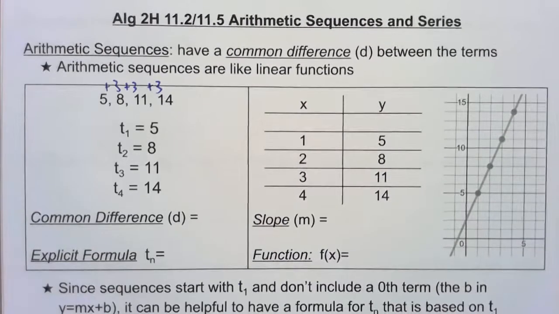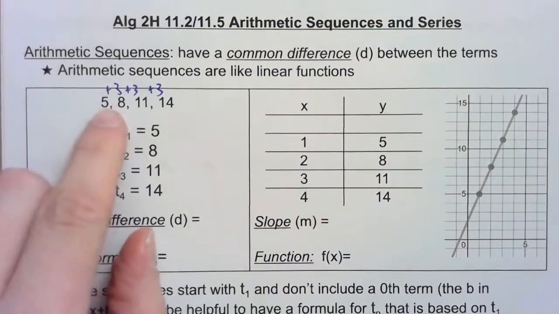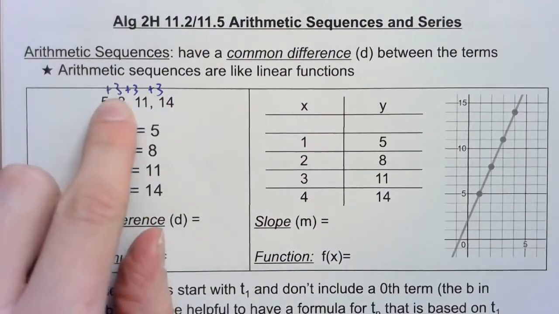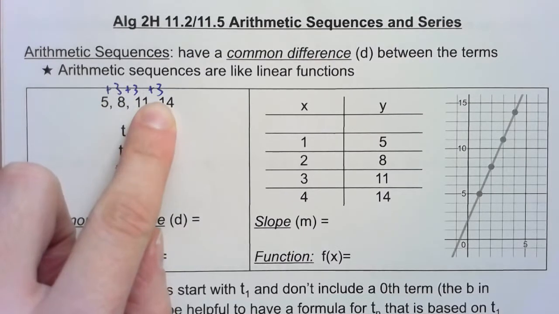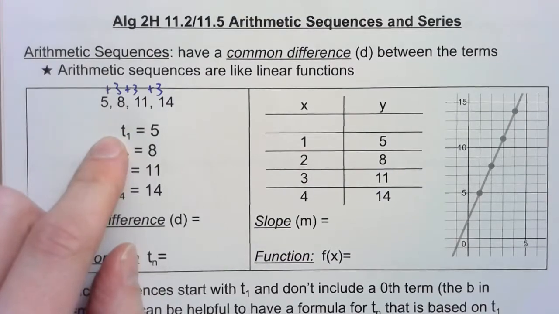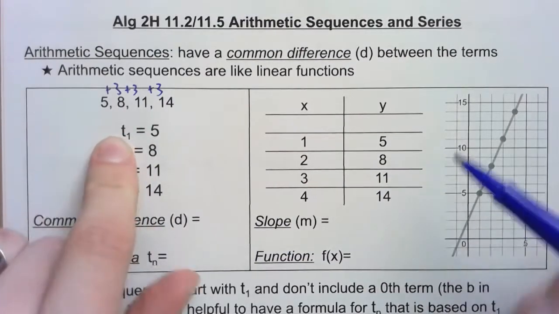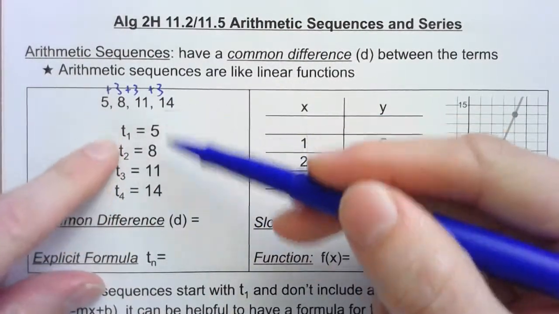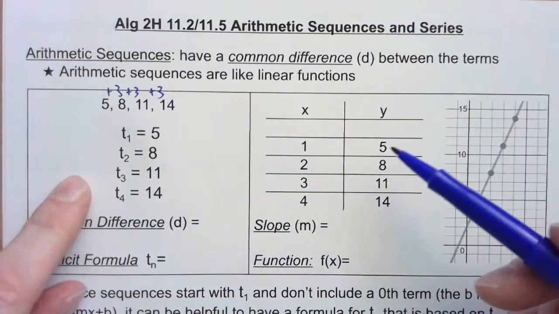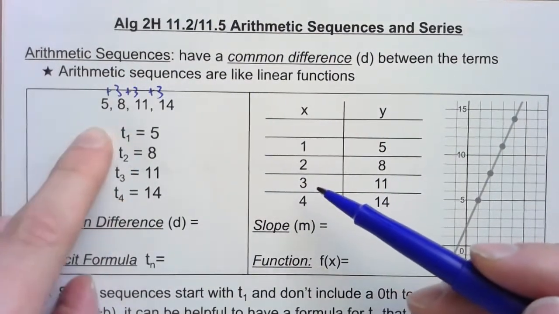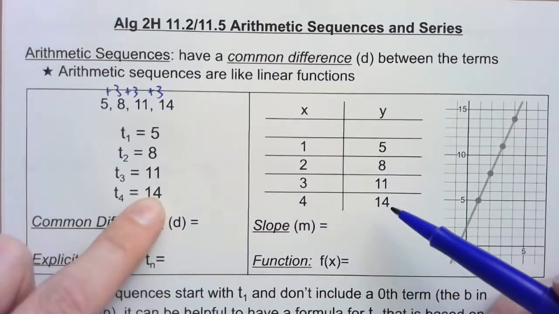Now, what that means is they're going to behave like linear functions, because this +3 is like a constant rate of change. The rate of change between terms is the same, and a constant rate of change is a constant slope. That's a linear function. So if we looked at these values, which we have here as terms in a sequence, we could also look at them as xy pairs, with the term number as the x and the value of the term as the y.